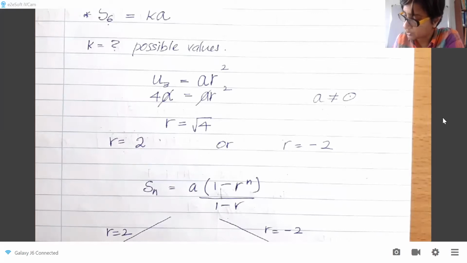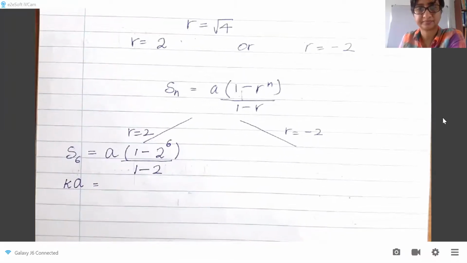S6 is equal to, we don't know A, A times 1 minus, R is 2, to the power of 6, divided by 1 minus 2. S6 I know is K times A.